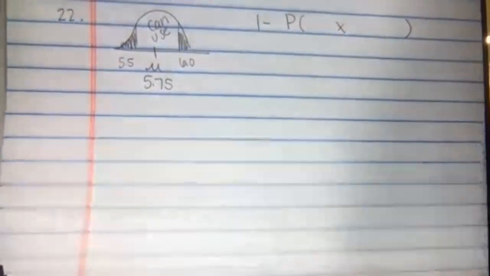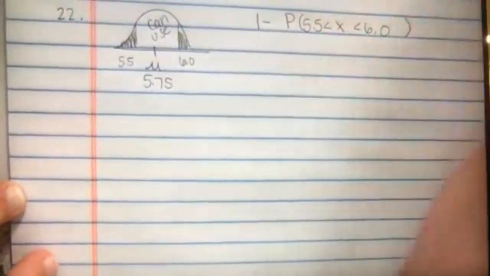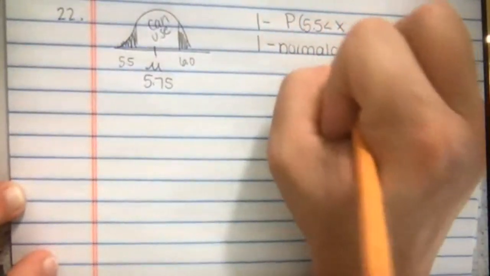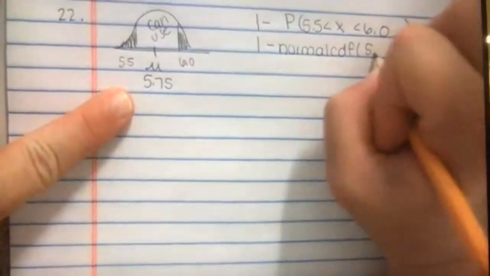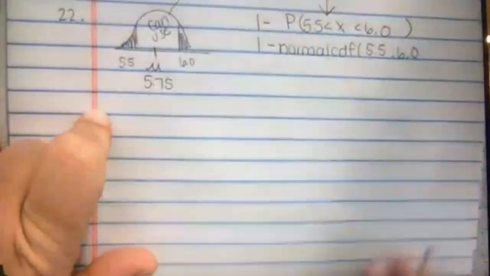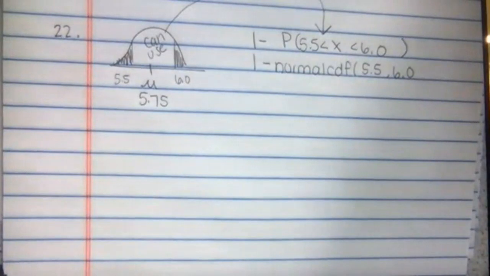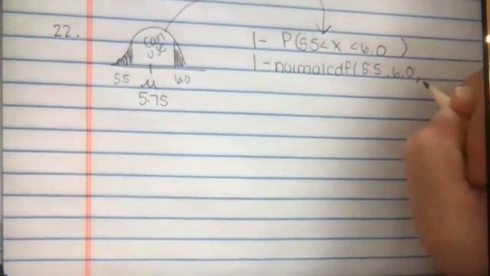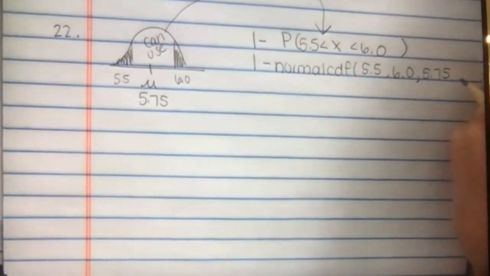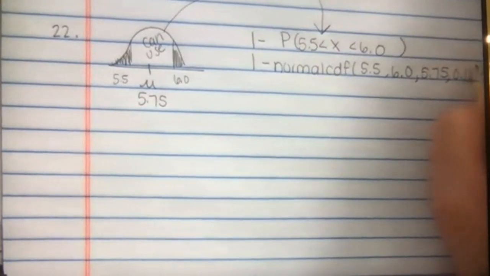So we're trying to find 1 minus the probability that x is between 5.5 and 6.0. That probability is our normal CDF. Our lower limit's 5.5, our upper limit's 6.0, because we're going to find the stuff that's in the middle. Then we do 1 minus to find the outside. Our mean, they told us in the problem, was 5.75, and our standard deviation was 0.11.